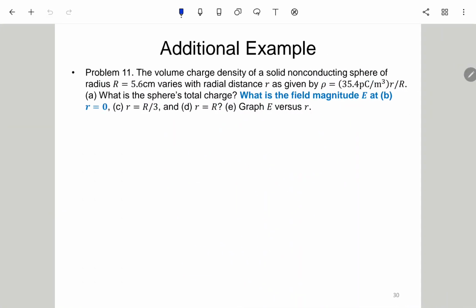Okay, so for the second part, it asks you what is the field magnitude E at r equals 0. This part is really easy. It will be E equals 0 at r equals 0, because if you try to draw a very small Gaussian surface, it will enclose nothing, and then the E field will be 0 for that case. So this is the easiest question.